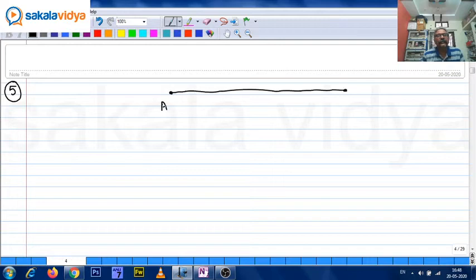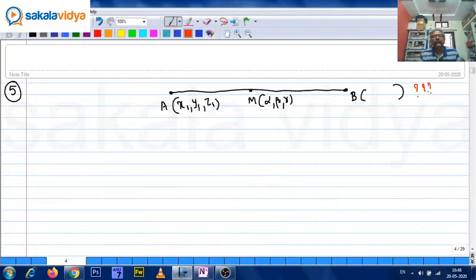So this is a point, say A is x1, y1, z1, and midpoint M, say that is alpha, beta, gamma. Next, we need to find out the B coordinates. What are the B coordinates? For example, if M is the midpoint of the line segment joining A (x1, y1, z1) and B, and M is (alpha, beta, gamma), then we need to find out the B coordinates.